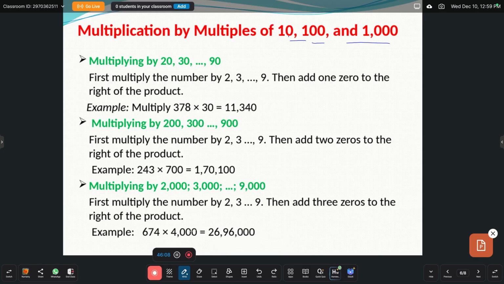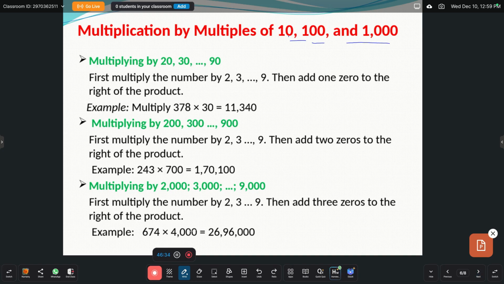Okay, beta, so you got it now. Whenever you have to multiply any number by the multiples of 10, 100 and 1000, what will you do? You will multiply that multiplicand with the number first, and you will ignore the zeros. And then you will add as many zeros as there are with the multiplier to the right side of the product, to get the required product. Now, you have got this.